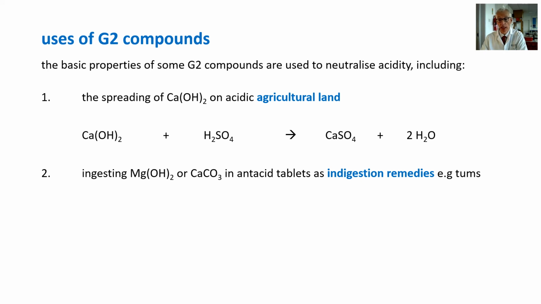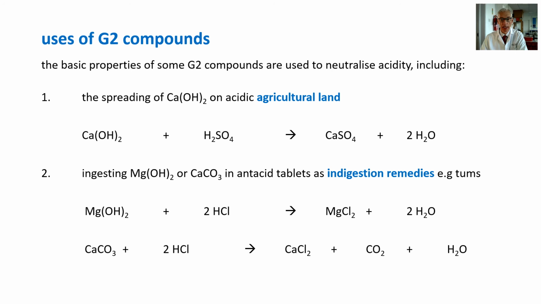So here is my equation for the neutralization of hydrochloric acid with magnesium hydroxide. The products are magnesium chloride and 2 moles of water, and we need 2 moles of hydrochloric acid or hydrogen chloride to balance. And then for calcium carbonate, again 2 moles of hydrochloric acid, calcium chloride the salt, and carbon dioxide and water are the 2 other products.